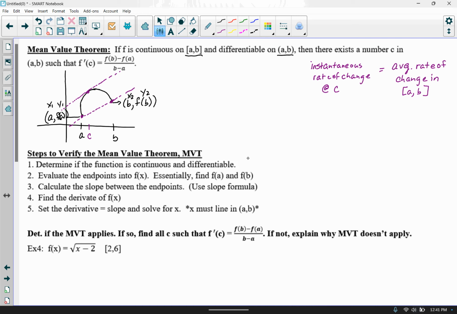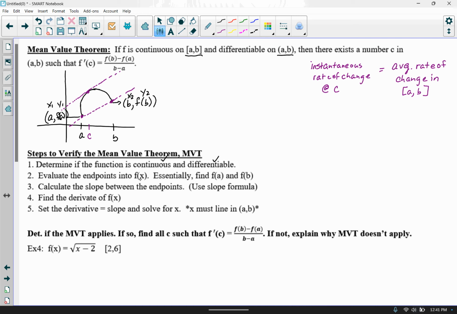Really the only stipulation on this problem is that you have to be continuous and differentiable. If you're not continuous and differentiable, you stop, okay? But as long as you're that, then you continue on, and we're going to be able to find all of the c's where our derivative is equal to the slope between the two endpoints. So as long as you're continuous and differentiable, then you're going to keep going.